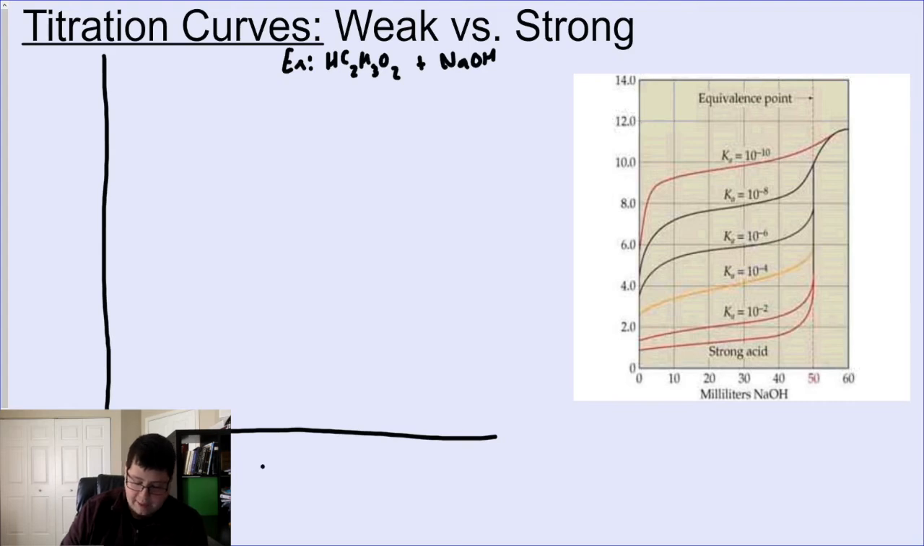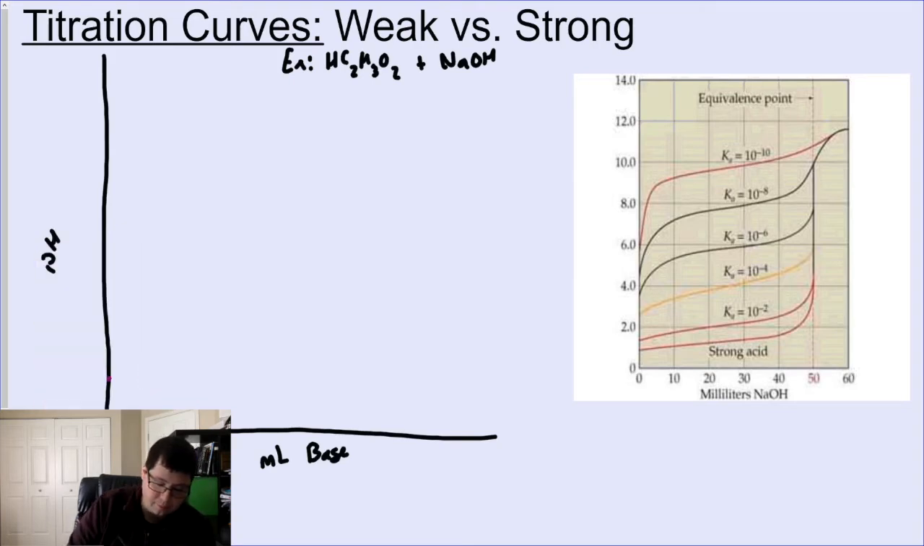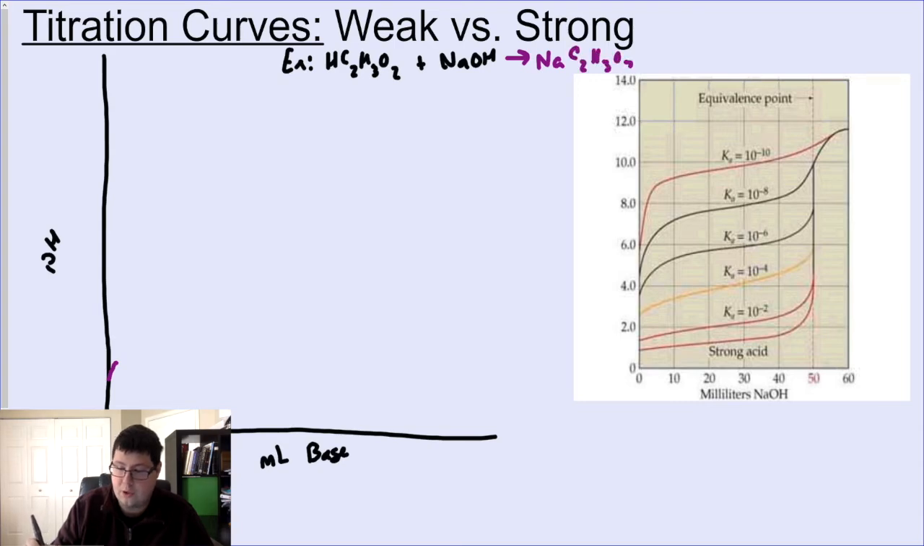Now, if we go ahead and label our axes, this is our milliliters of the base that's added, and this is our pH. Because it's a weak acid, it's going to initially start off at a fairly low pH. Not quite as low as you would have for a strong acid, but because it's a weak acid, this HC2H3O2, we're still going to have a low pH there. What I have to remember is that when I do this neutralization reaction, this is going to react and form a salt, NaC2H3O2, plus water. I'm making the conjugate base of a weak acid in solution, and that conjugate base is slightly basic. And so I'm producing a buffer system as I do this.